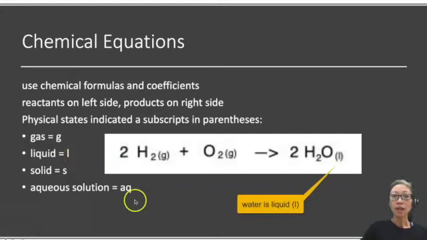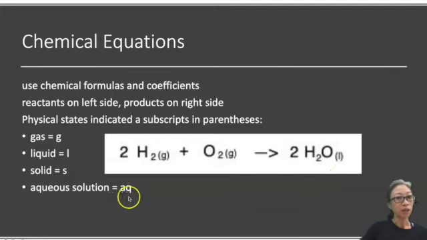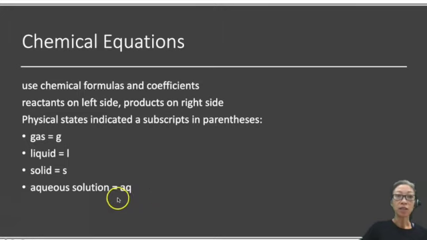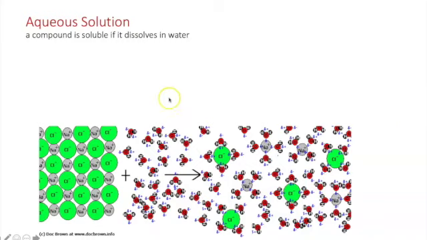And an aqueous solution is dissolved in water, and it looks like water, but you cannot see particles. You cannot see the particles anymore because they're dissolved in water. An aqueous solution is a substance that's dissolved in water. So this can be an ionic compound, like what's shown here, NaCl. You have the sodium cations and the chloride anions. So this is an ionic compound.